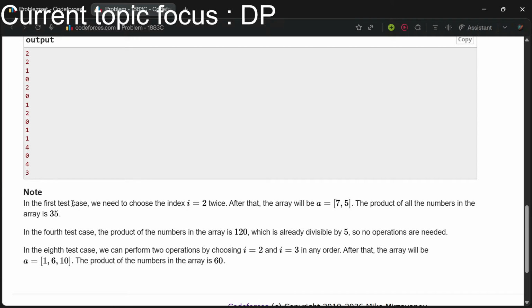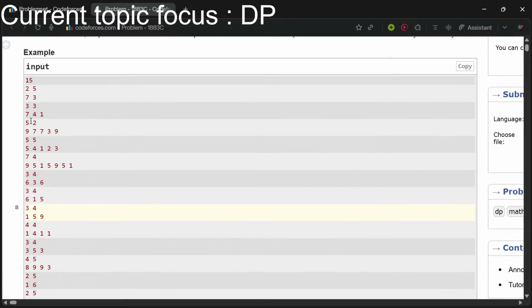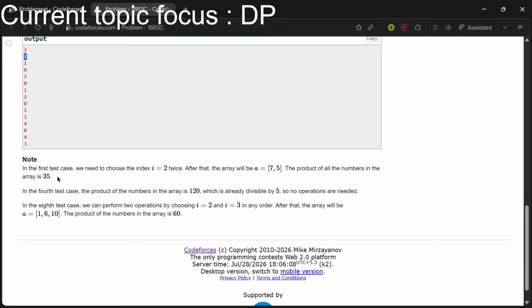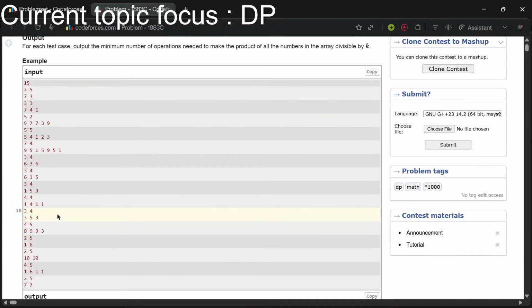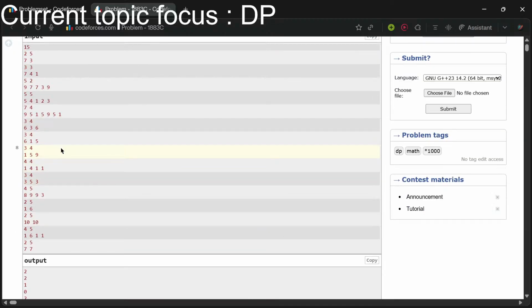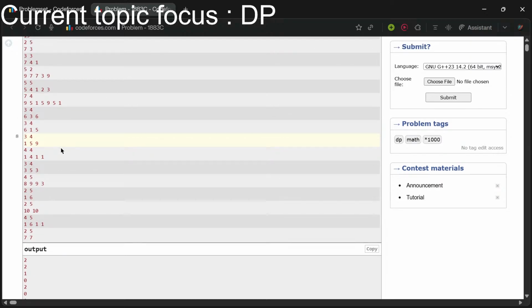In the first test case we need to choose the index i twice. After that, the product of all numbers in the array is 35. In the fourth test case, the product of the numbers in the array is 120. It's already divisible. The eighth test case: 3, 4, and 159. 1 into 5, which is 5. And you can only increment, you cannot decrement.